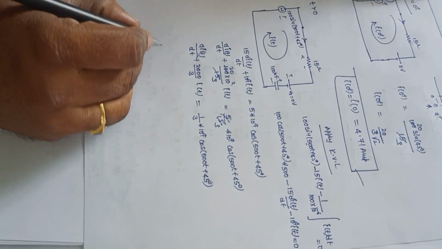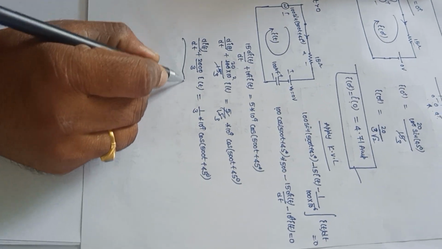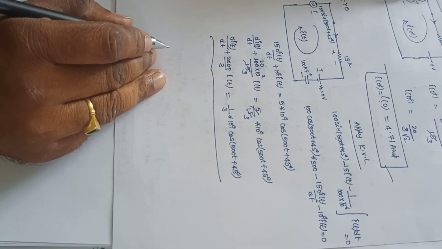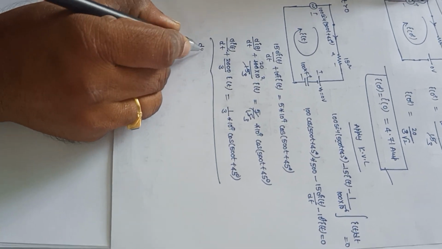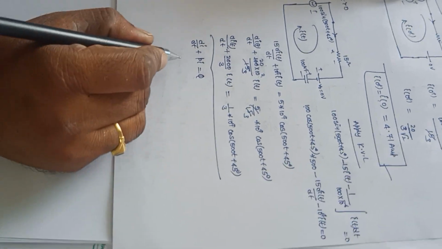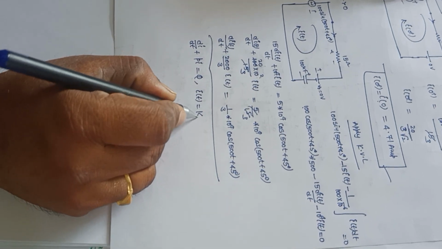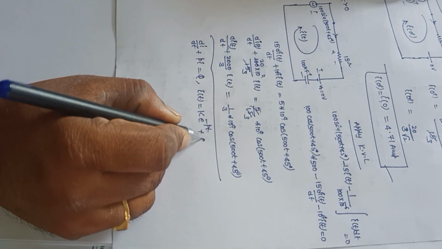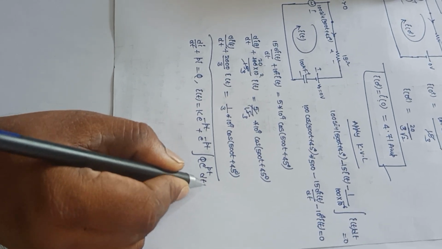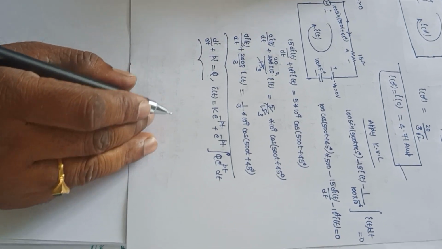Now this is the first order non-homogeneous differential equation. So it is like di by dt plus p into I, that is equal to q. If you want to find the solution for it, I of t is equal to k into e power minus pt plus e power minus pt into integral q into e power pt dt. This is the formula for finding the solution for this type of non-homogeneous first order differential equation.